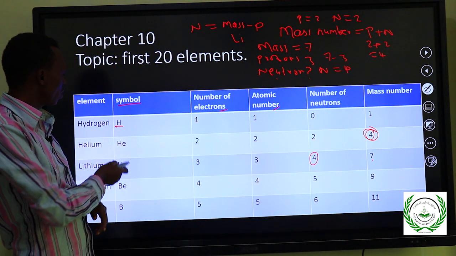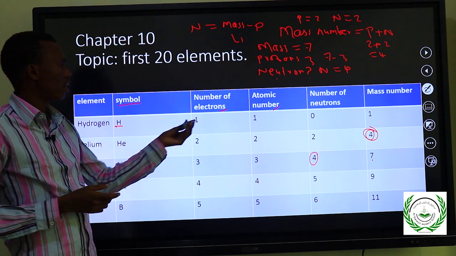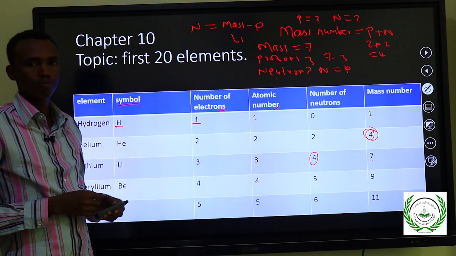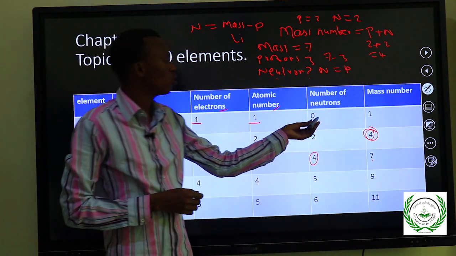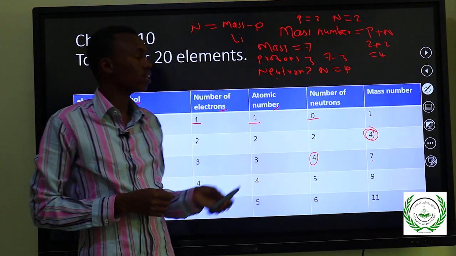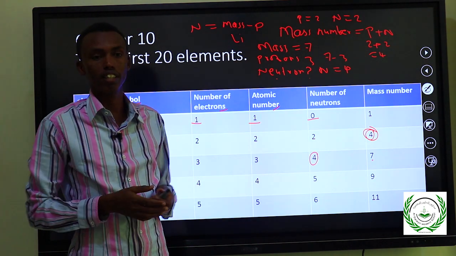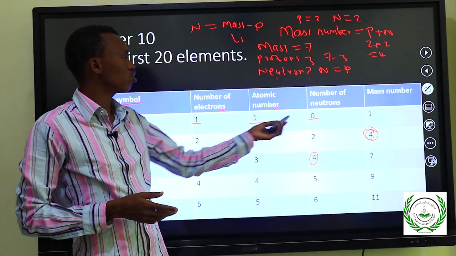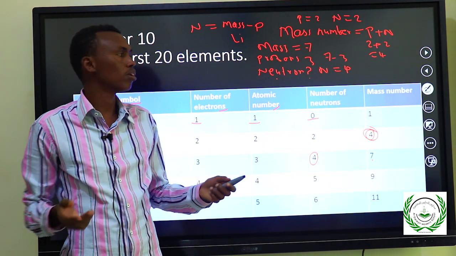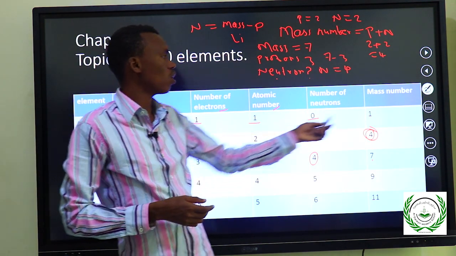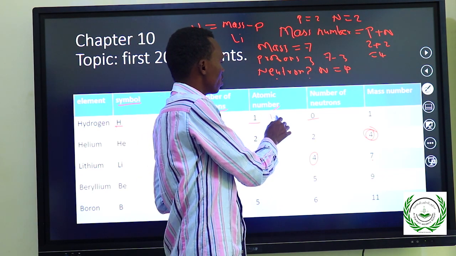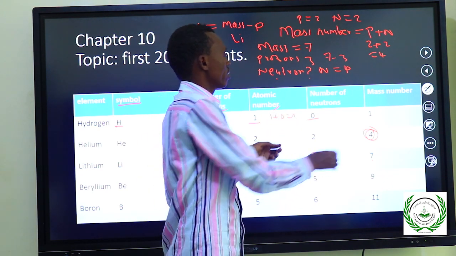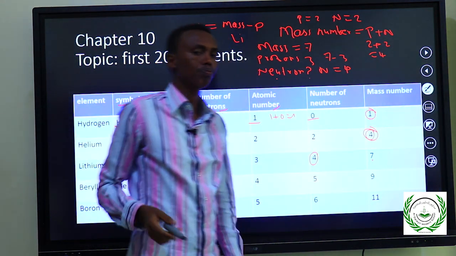Okay, so for example, hydrogen, it has 1 electron, 1 proton, 0 neutrons. So hydrogen has no neutrons in its nucleus. Marka hydrogen nucleus keeda ma laha neutron. Mass number keeduna waa 1, for example 1 plus 0 is equal to 1. Okay, so saas marka 1 kaas uu soo baxay.